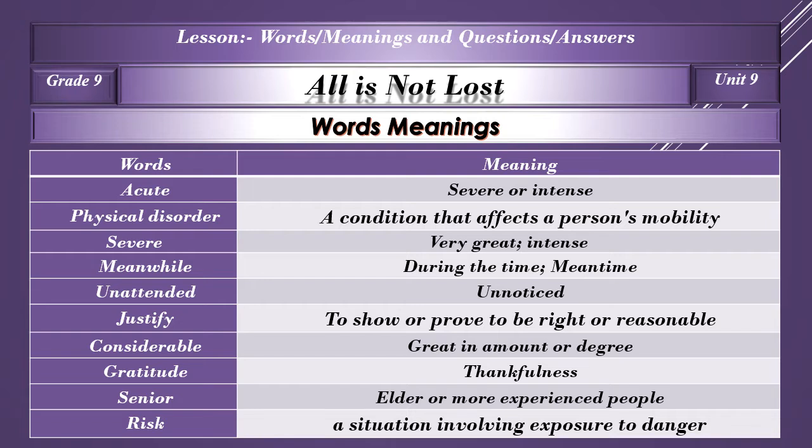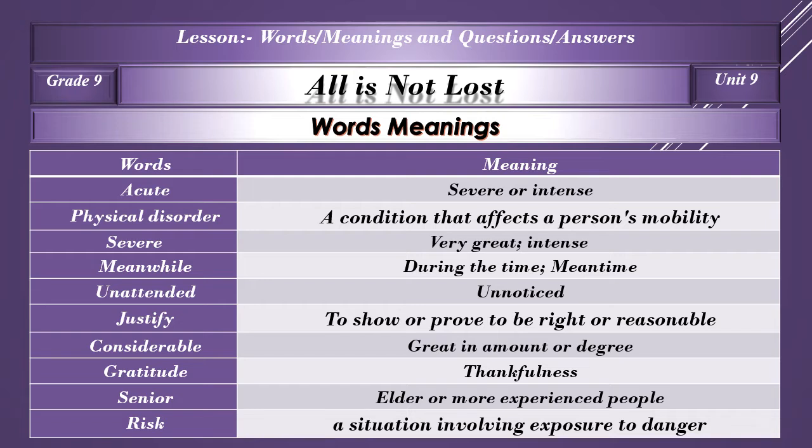The next word in the lesson is acute. Acute means severe or intense. Next is physical disorder. It means a condition that affects a person's health or mobility. Severe. Severe means very great, intense. Meanwhile. Meanwhile means during the time, in the meantime.